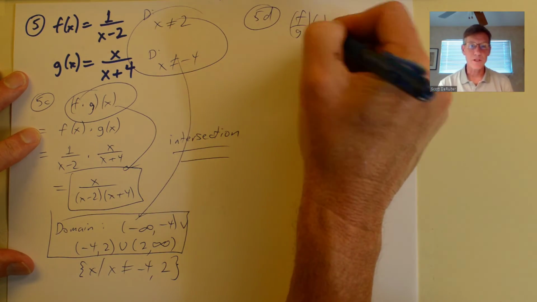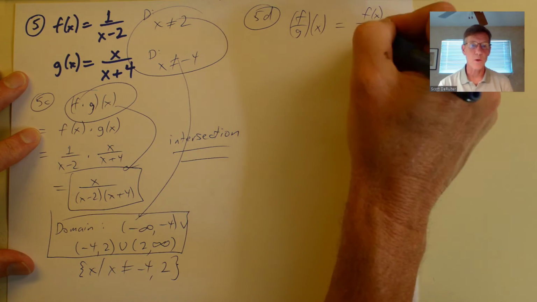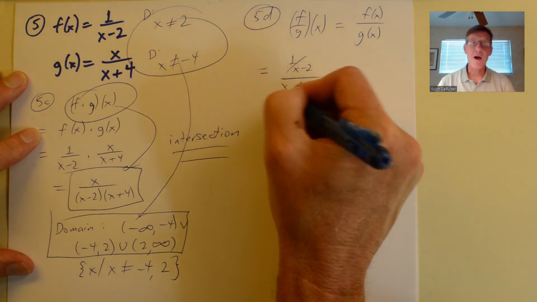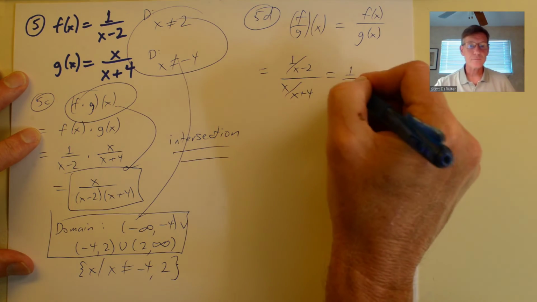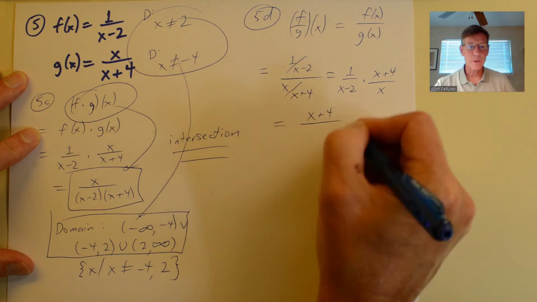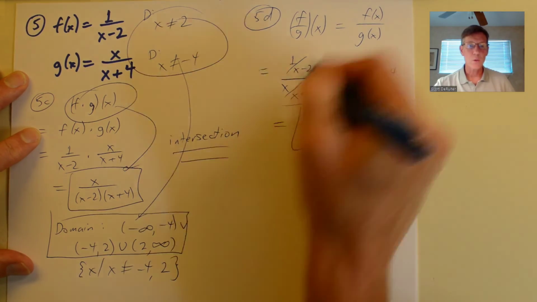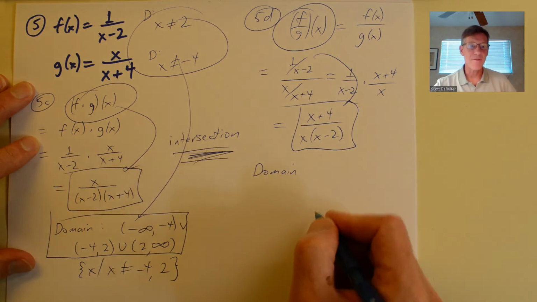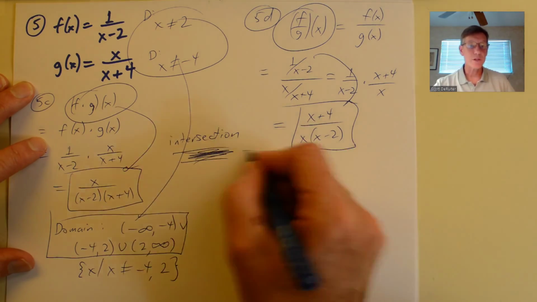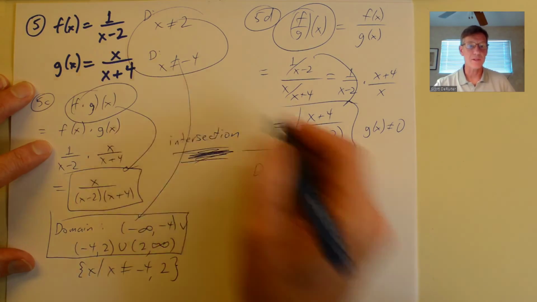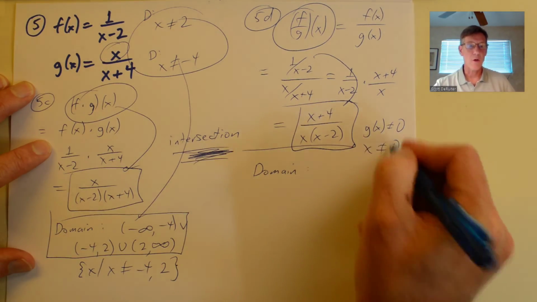5d, we're going to take the quotient of the two functions, so one fraction over another, and then we simplify that idea. And we've got x plus 4 over x times x minus 2. We're again looking for the domain, so it's going to be the intersection of the domain of f and the domain of g. The added restriction, though, is that g of x can't be 0, and that means x can't be 0. So we take all those restrictions together.